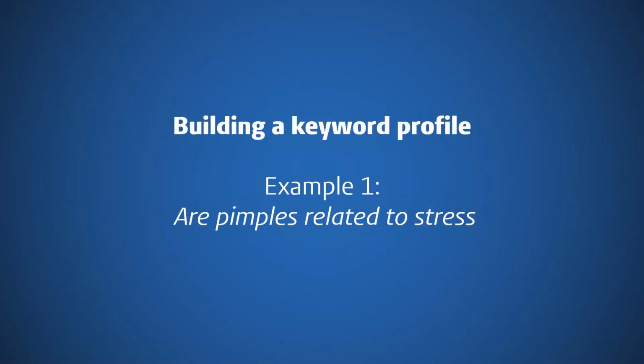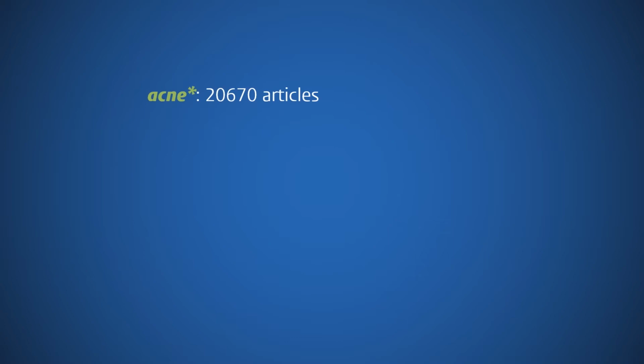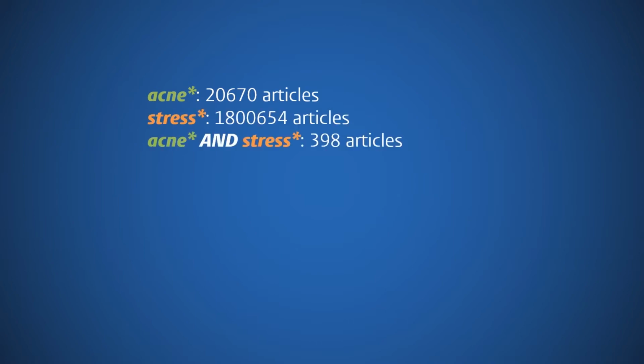Let us now look at some other examples. The first is about the possible link between pimples and stress. After typing in acne in the basic search window of Web of Science, you get over 20,000 articles. With stress, you get nearly 2 million. But together, you get 398 articles. That's quite a lot. Let's see how we can reduce it.